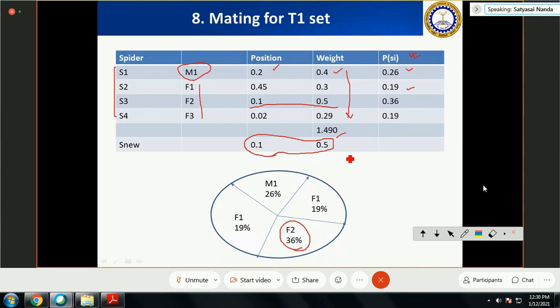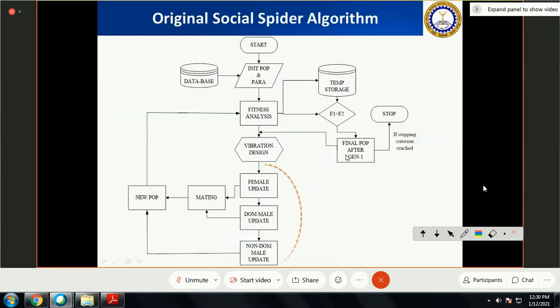So this is the original social spider algorithm, in which the female update equation, dominant male update equation, and non-dominant male equations were run sequentially and the mating process was carried out.